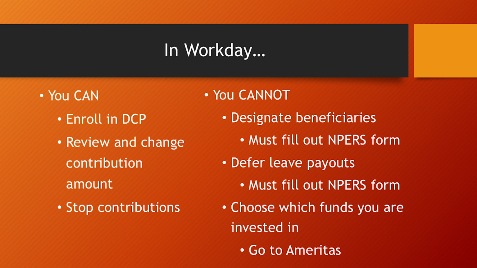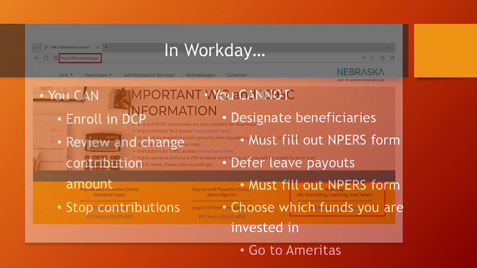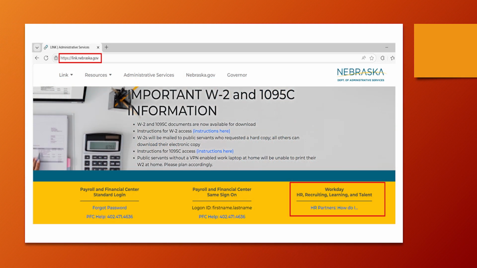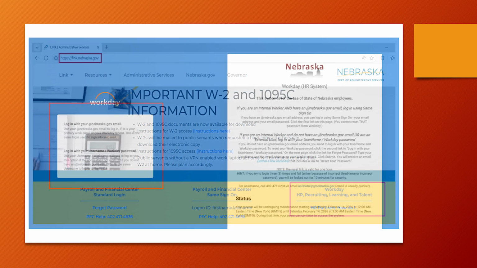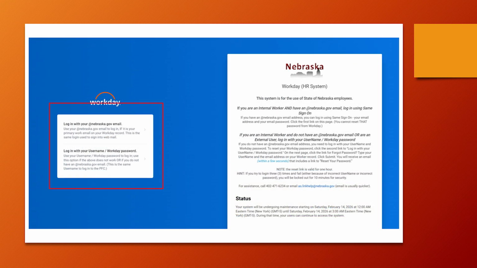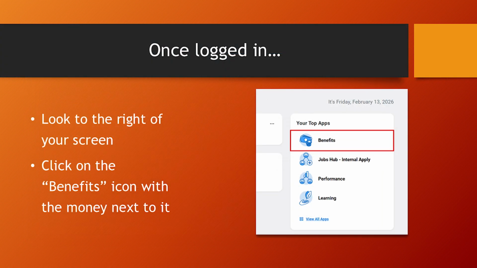If you are unfamiliar with Workday, or maybe just need a reminder, you can access it by going to link.nebraska.gov. Once there, you will want to click on the bottom right where it says Workday, HR, Recruiting, Learning, and Talent. You will then be taken to this screen, where you can either log in with your @nebraska.gov email or with your username and Workday password. Either way works and will get you to where you need to be. After you log in, you'll be looking at your Workday homepage.